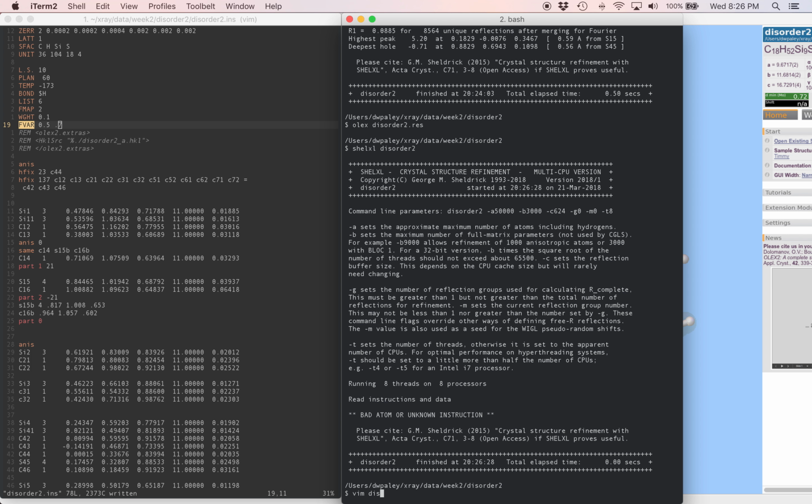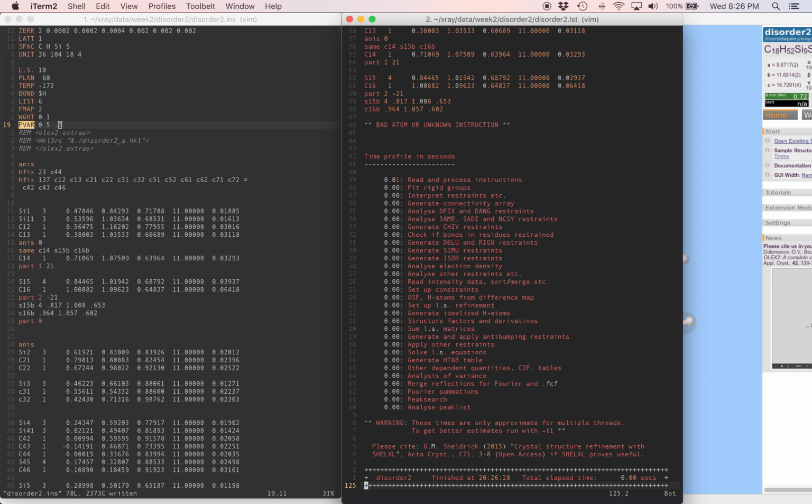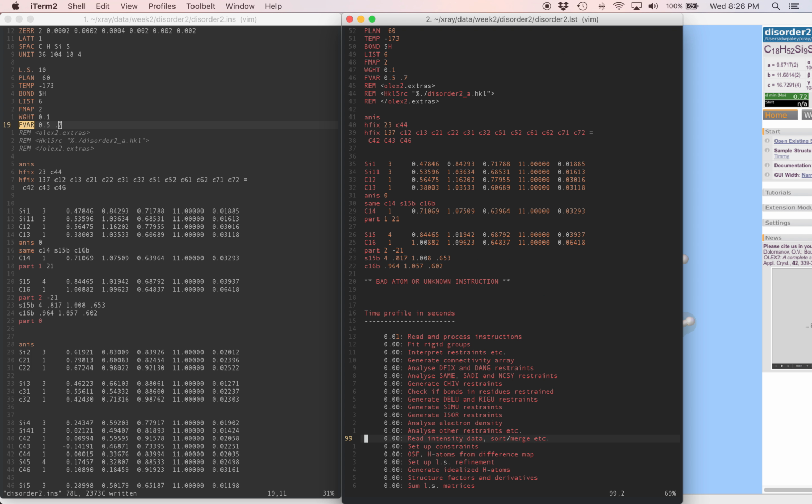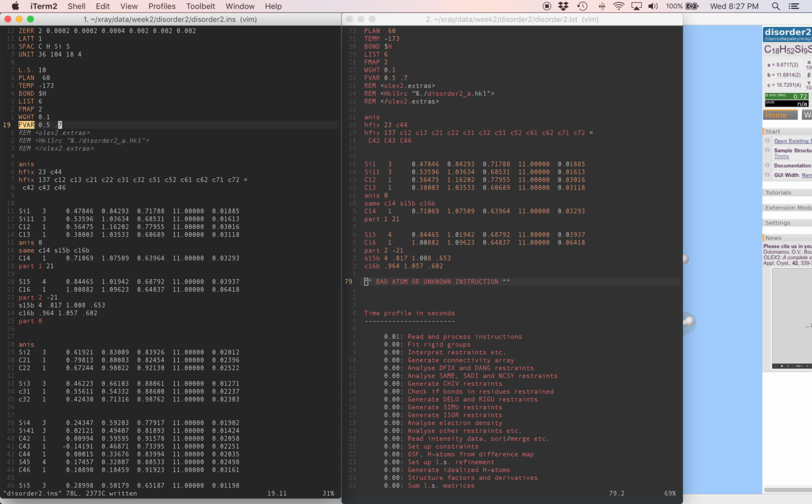disorder2.list. This file is going to have some instructions about some description of different parts of the refinement. You can see here that we got to atom C16B, and then we threw a bad atom warning. What's wrong with C16B? It's missing its scattering factor type.